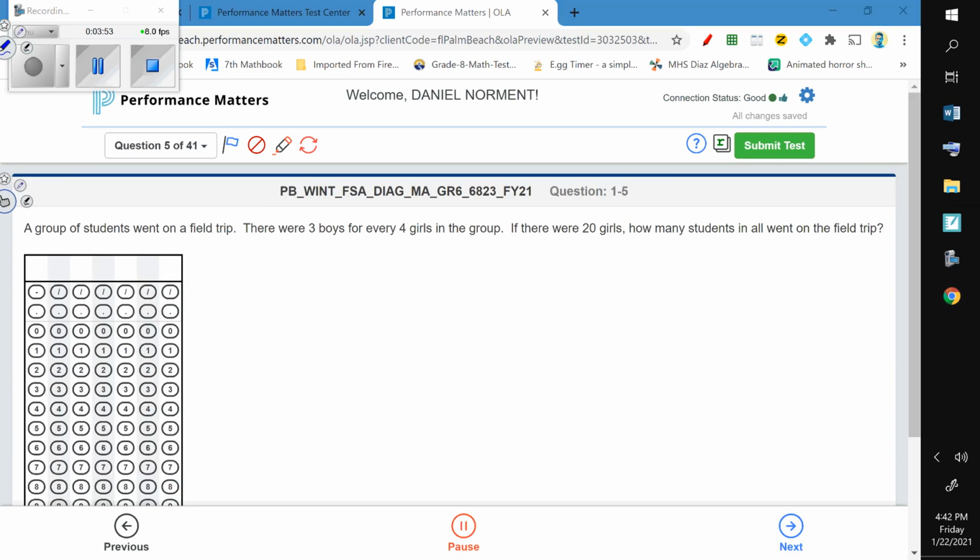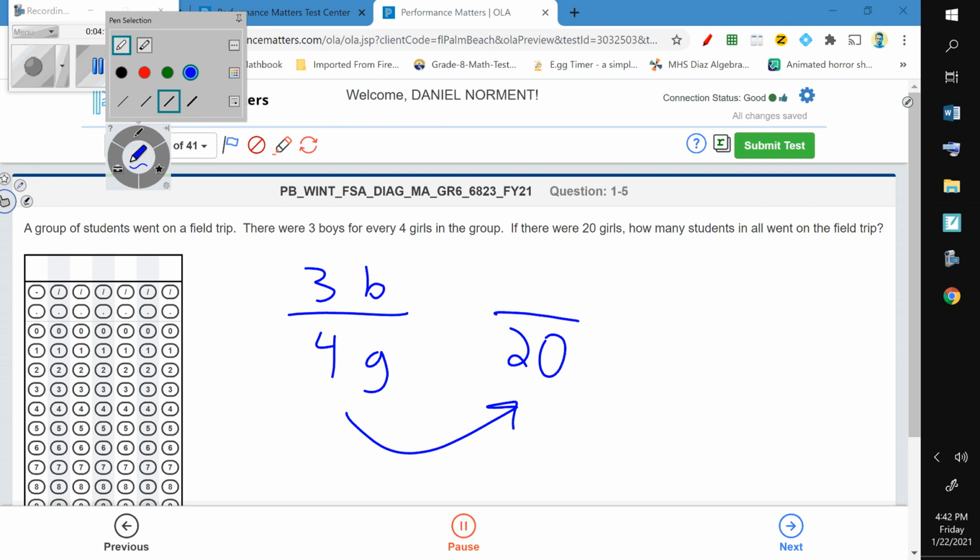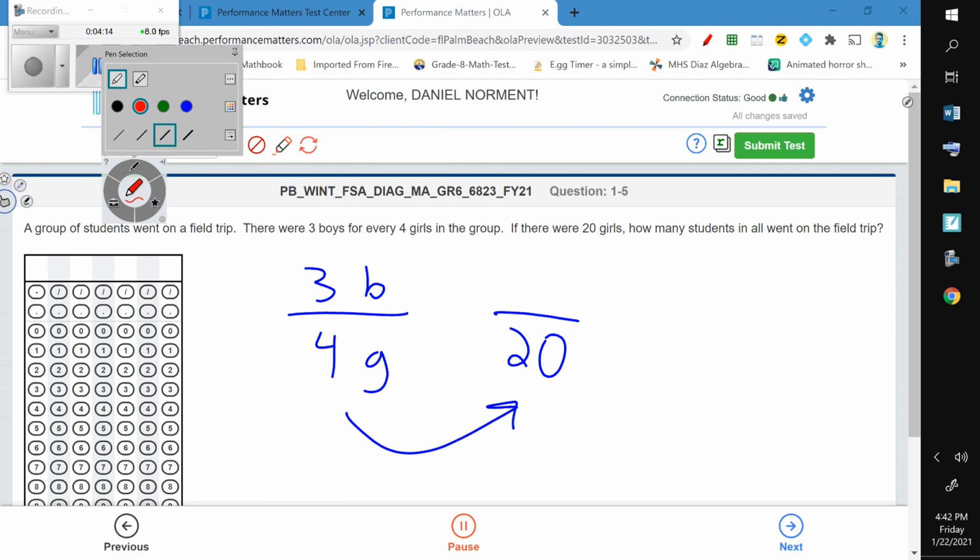Next. Number 5. 3 boys for every 4 girls in a group. Looks like a ratio, doesn't it? If there are 20 girls, how many students in all went on the field trip? Now, if you missed this, I can see you possibly missing it because you realize, wait a second, I think I recognize this. I know that 4 times 5 is 20. 3 times 5 is 15. So 15 is my answer.